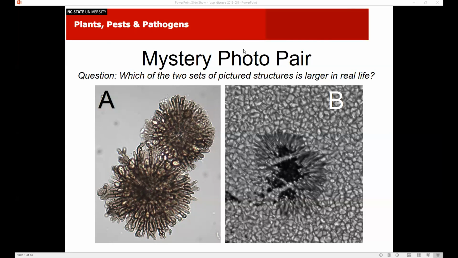So I'm going to start out in the spirit of critter or not with a different sort of question with this pair of photographs. The mystery is, first of all, neither one is appearing in actual size on your screens. And I wanted to pose the question, which of the two sets of pictured structures are actually larger in real life? Go ahead and choose A or B on that poll as to which you think is larger in real life. And if you actually know what one or the other is, don't spill the beans yet, because I will save that as a suspenseful thought until the end of my program here.